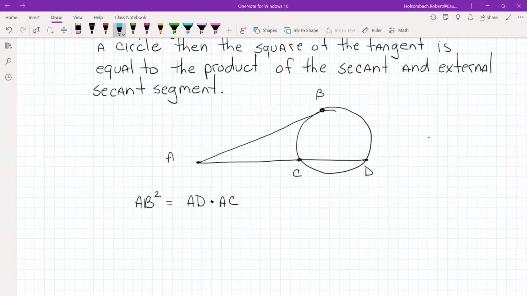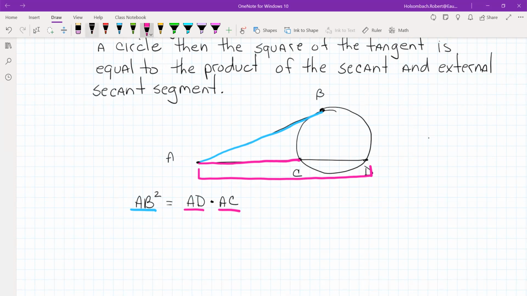So if we put some color to it and we call this blue, the tangent squared equals big segment times outside segment. All right, or big piece times outside piece. Very similar to yesterday's rule, right?